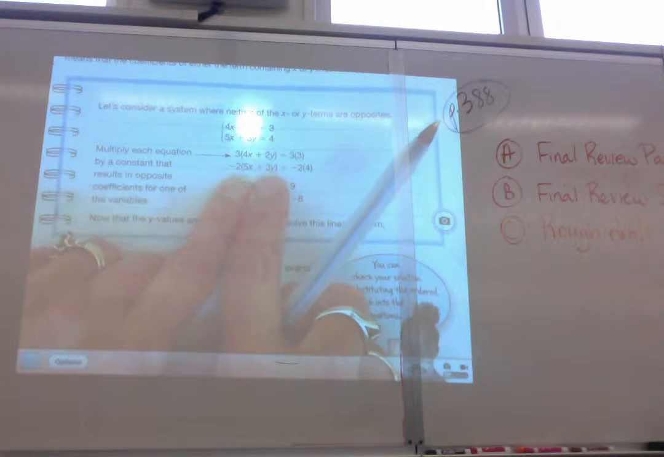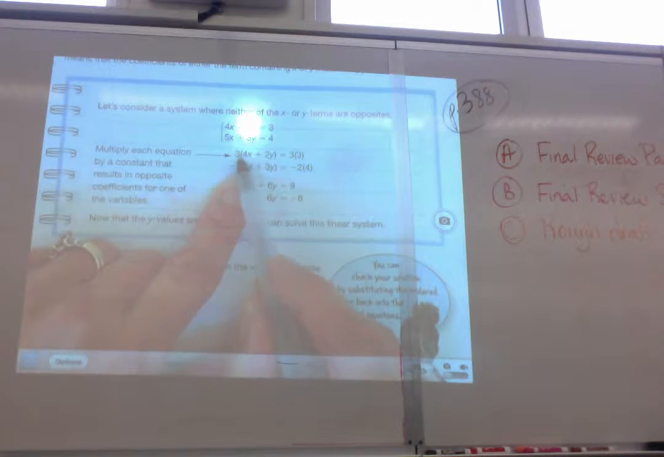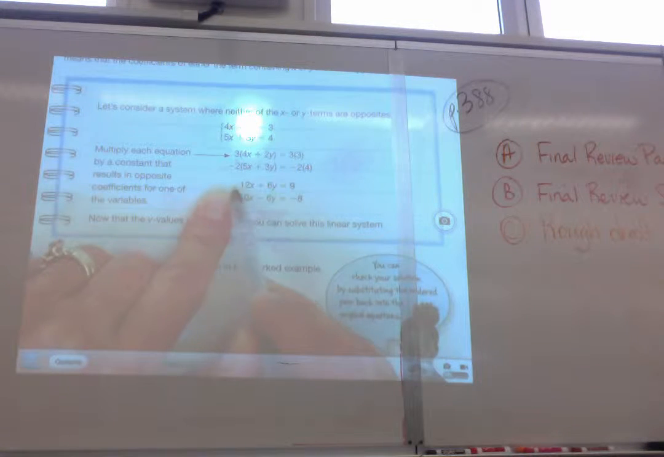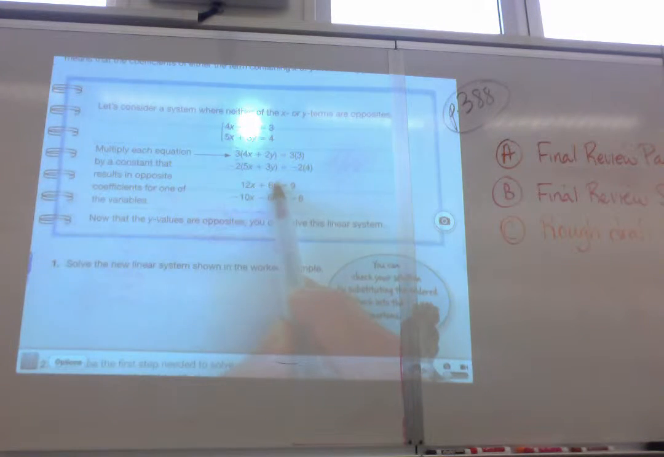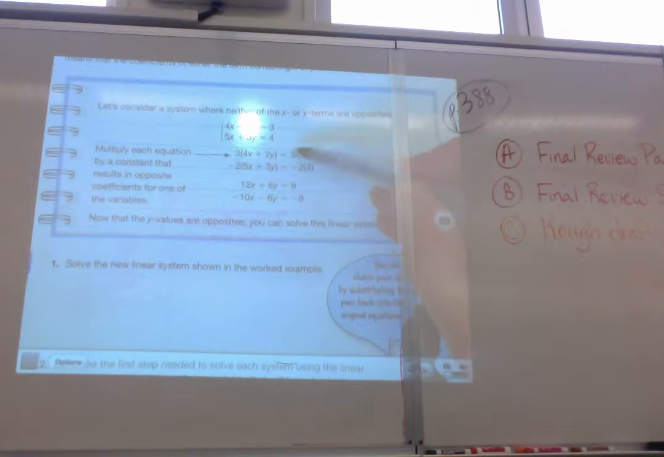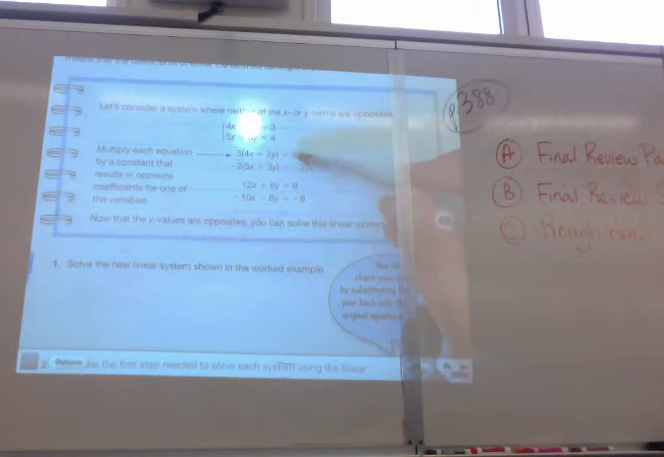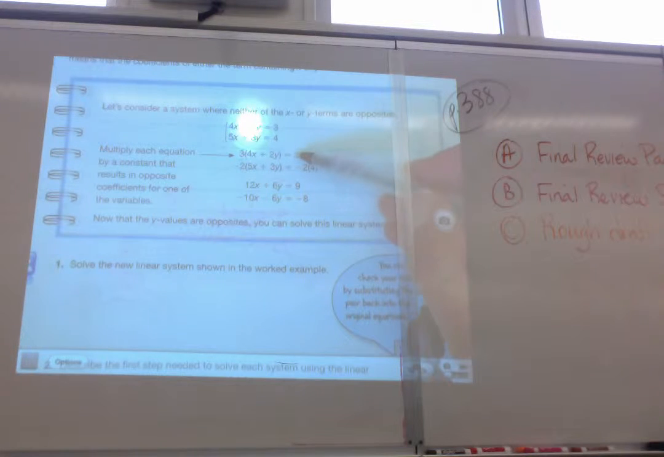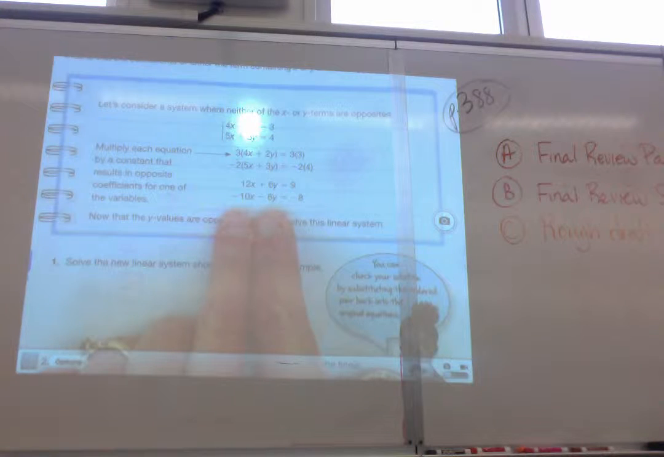So look what they did. They said, let's multiply by a positive 3 here and a negative 2 there. They have to do it all the way across the x's and y's. Everybody, I need your eyeballs up this way. And they have to do it on the other side of the equation also. All right? See this 3 and this minus 2. Here's what ends up. What do you notice?